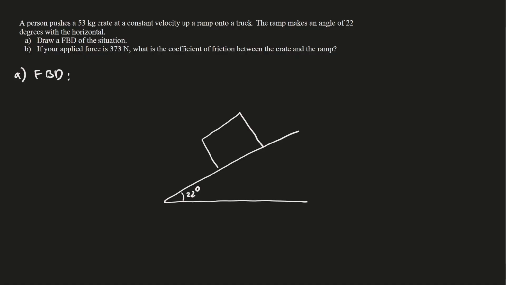So the first force I can think of is the force of gravity, and that would be straight down like so. The other force would be the normal force, which is the force exerted by the surface onto the subject, which is the crate here. And that's going to be perpendicular to the surface. So that is our normal force. The other force would be the force applied, because the question says that a person pushes the object up the ramp. So that's our force applied.